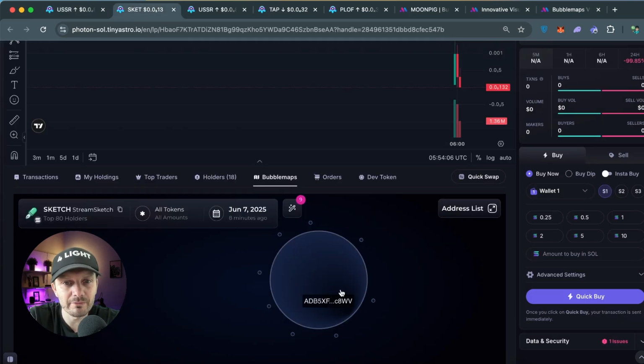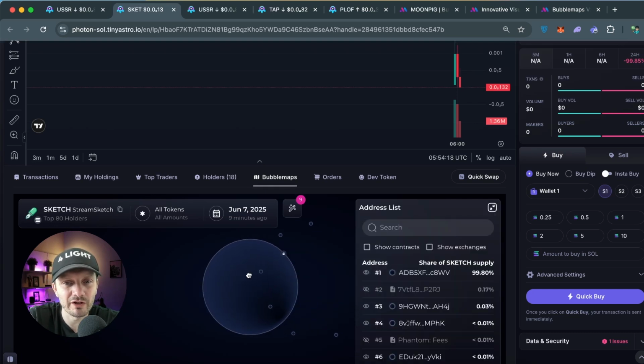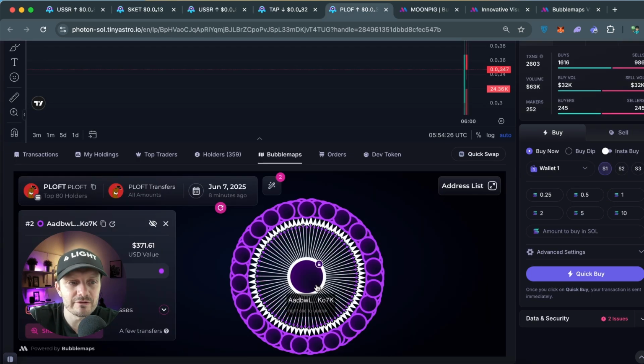And here's what I mean by one big bubble. Here's an example of a meme token, 99% of supply in one hand. So basically it's a red flag, definitely, right? Multiple big bubbles connected together mean high chances of linked wallets. It can be insiders spreading tokens to seem distributed, but everything is basically in one hand.